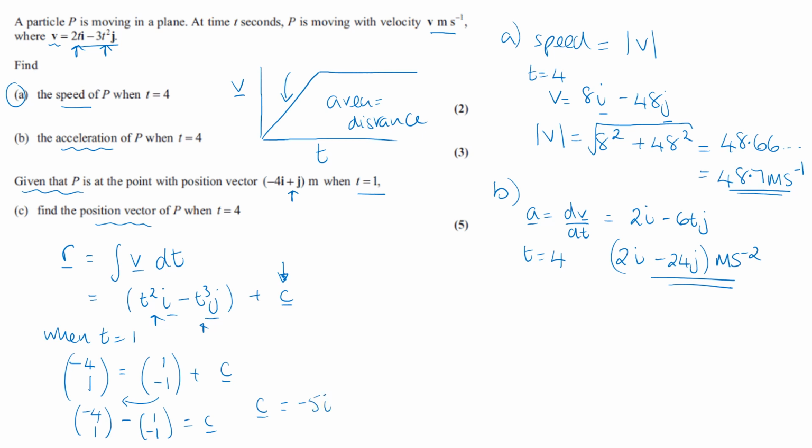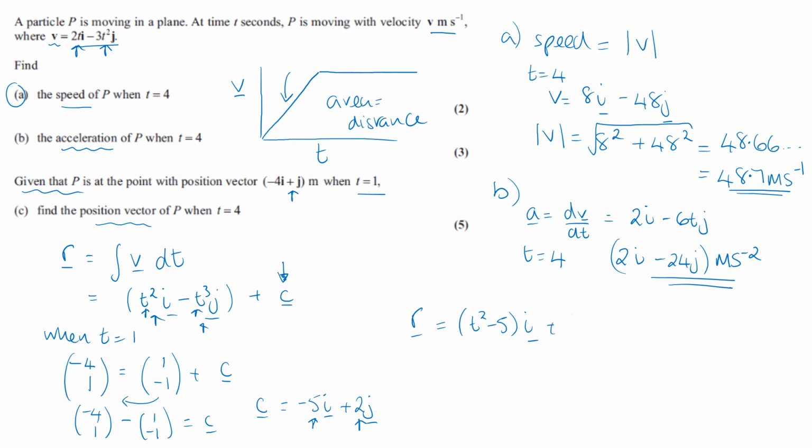So that's telling us that c is equal to minus 4 minus another 1, minus 5 in the i direction, and the minus 1 minus minus 1 is going to be plus 2 in the j direction. So r is equal to, now in the i, we've got our t squared and our minus 5 from c. So collecting the i components together, it'll be t squared minus 5 in the i direction. And in the j direction, we've got a plus 2 and a minus t cubed.